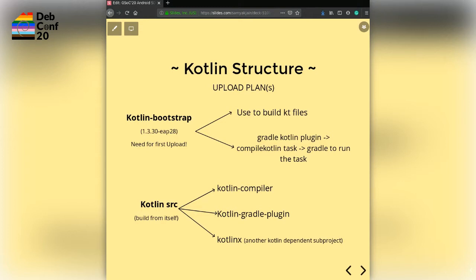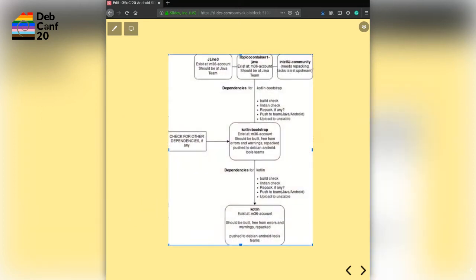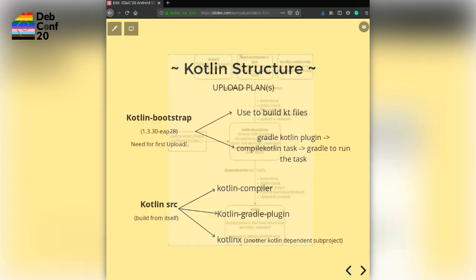We were using Kotlin Bootstrap to build Kotlin itself, because Kotlin needs Kotlin itself to build. So that's why we were using Bootstrap. But the thing was, as we have Debian policies, we can't actually upload a Bootstrap package. So, as Andrew, another mentor of mine, suggested, you should also try to build Kotlin from itself, and that's pretty much what I did this summer.